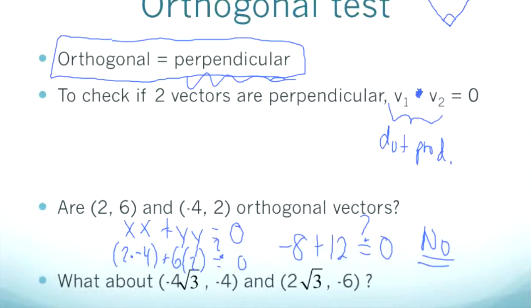Let's throw some square roots in there. What about negative 4 square root 3 comma negative 4 and 2 root 3 comma negative 6? Are those orthogonal vectors? Let's check. Let's do x times x plus my y times my y.